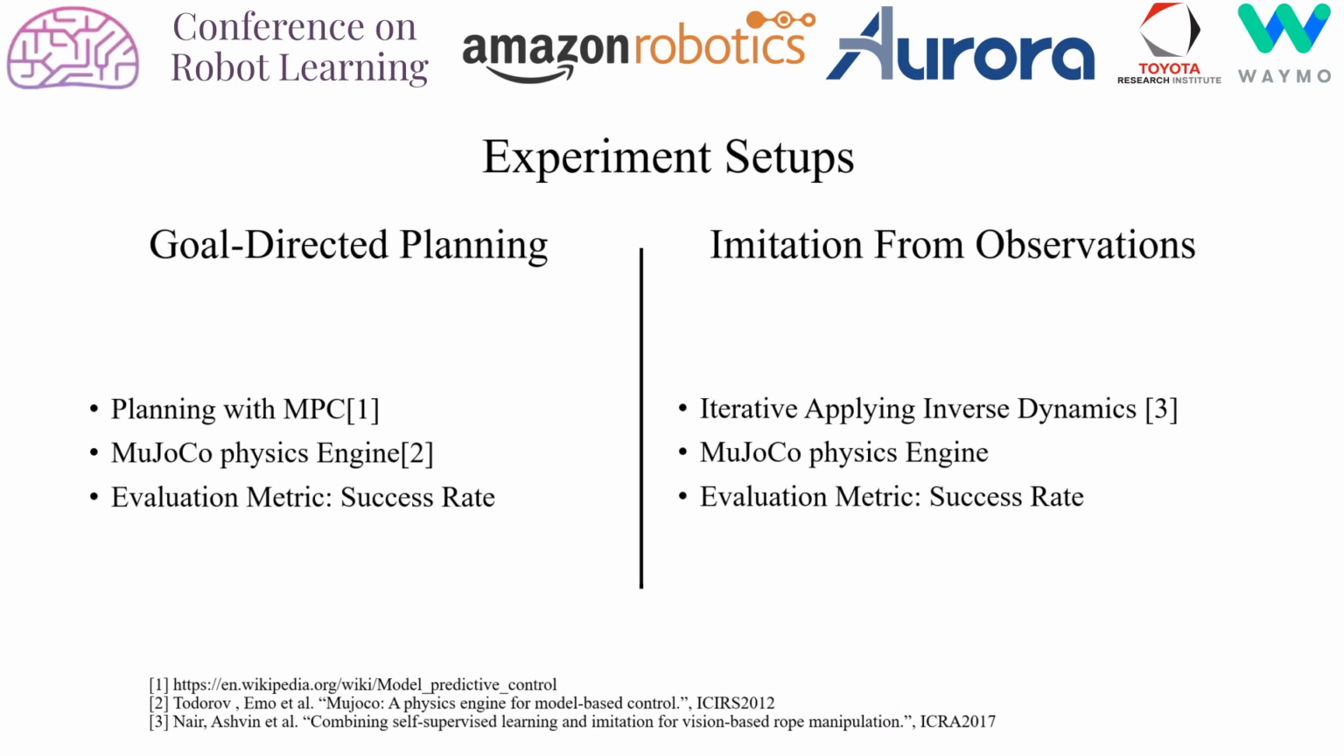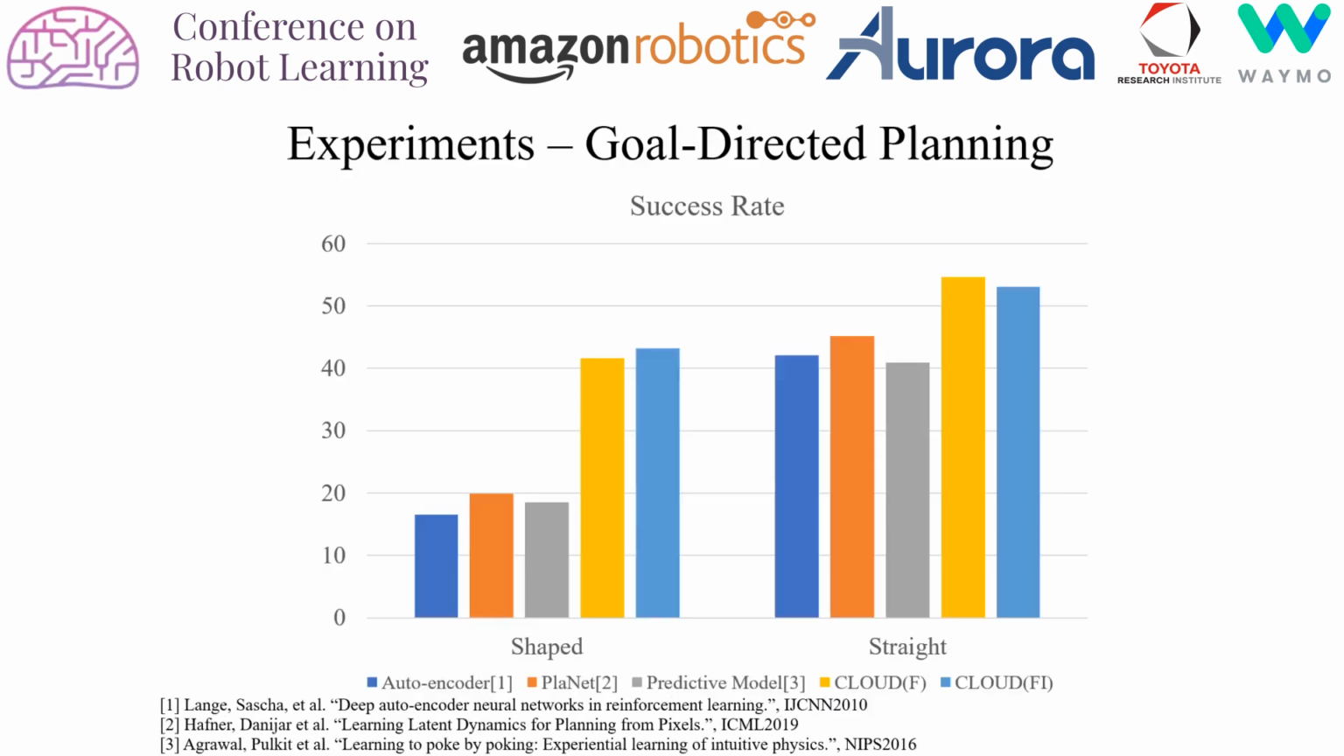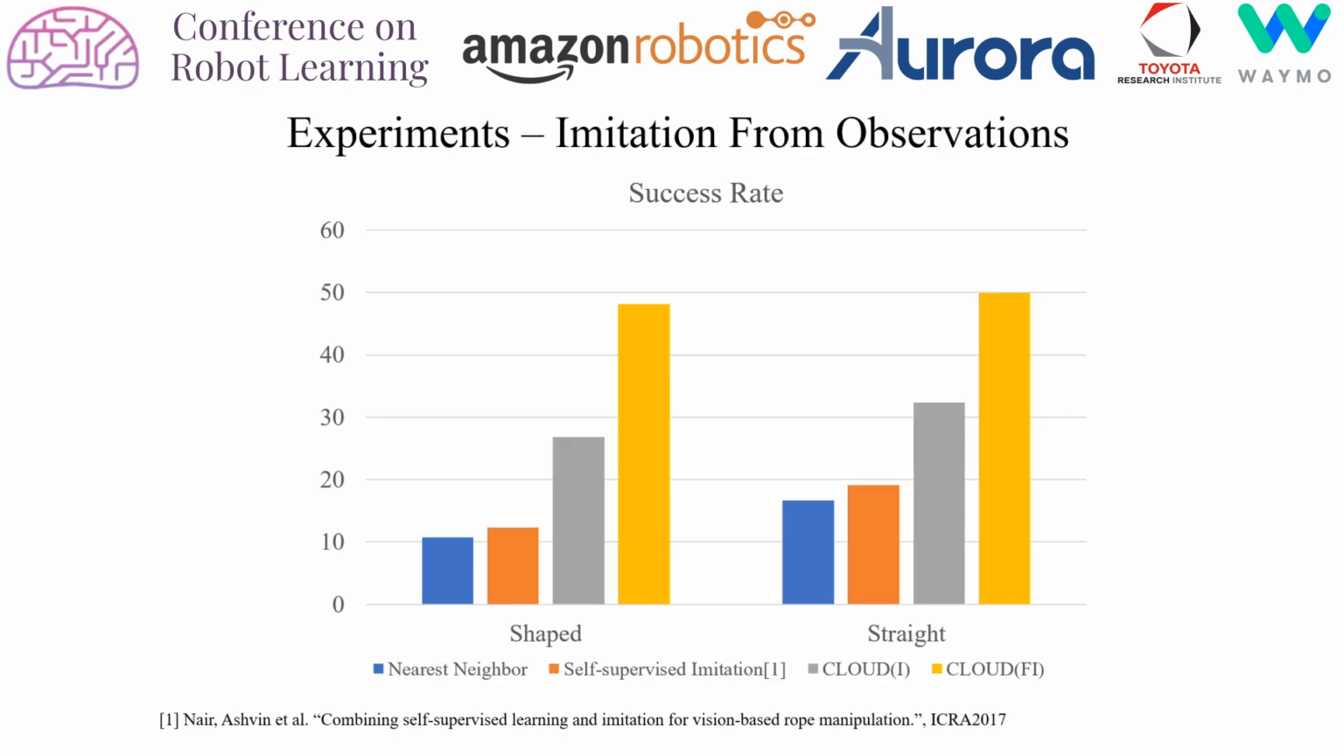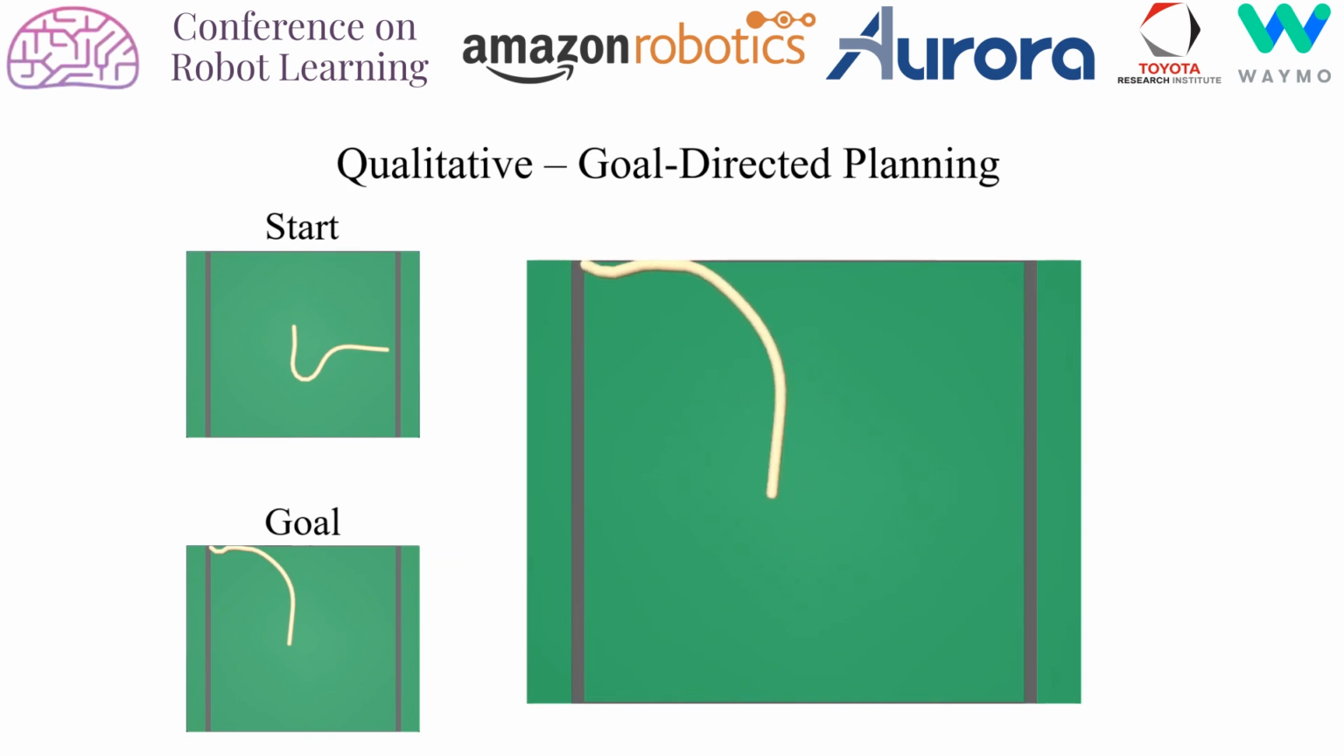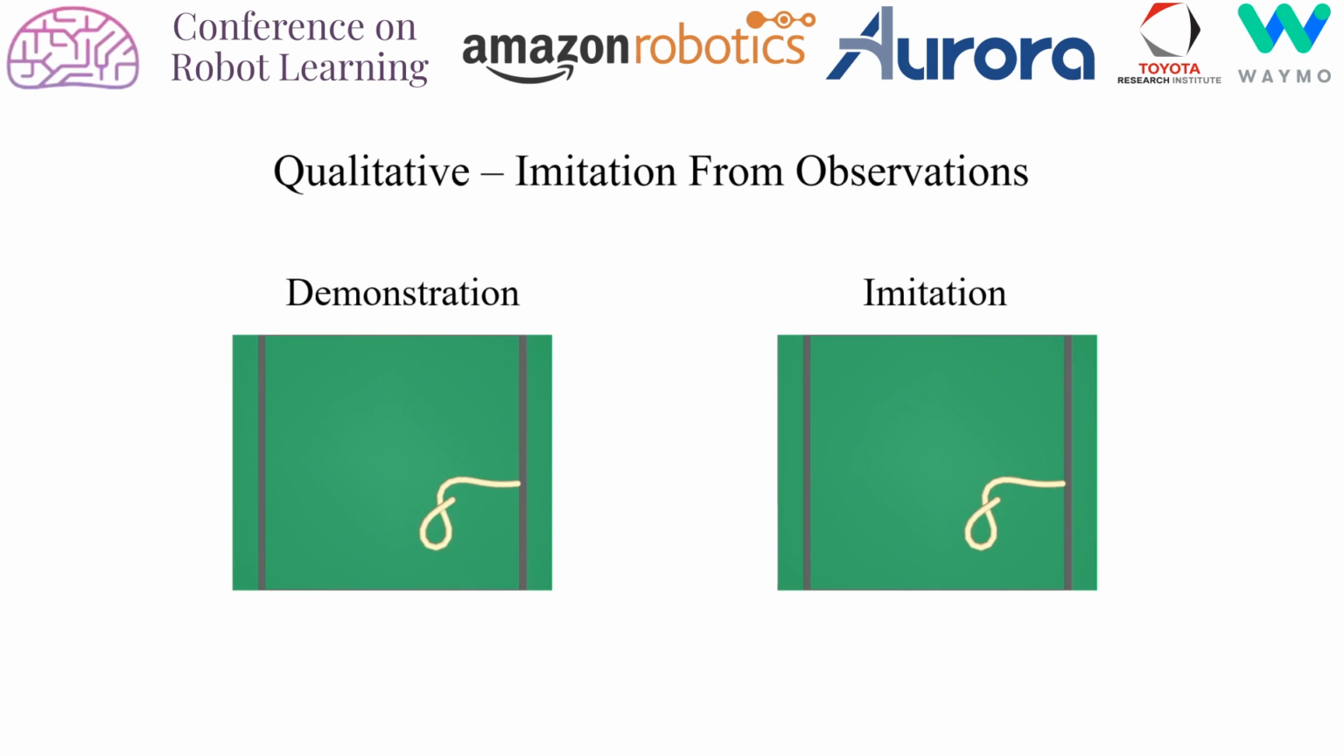We evaluate our proposed method in comparison with classical baseline methods on two tasks: goal-directed planning and imitation from observations on real manipulation. For goal-directed planning, we propose to plan with a simple version of model-predictive control. We calculate the success rate on module co-rope. We also evaluate the performance of our proposed method on imitation from observations. As can be seen from the chart, our method outperforms all baseline methods by a large margin on goal-directed planning and imitation from observations. Here are some qualitative results for goal-directed planning and imitation from observations.